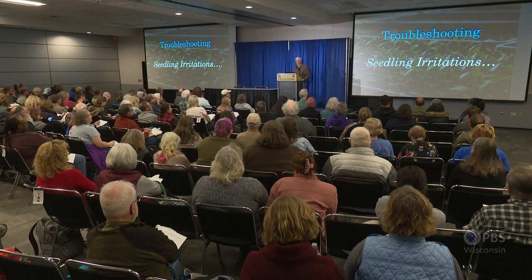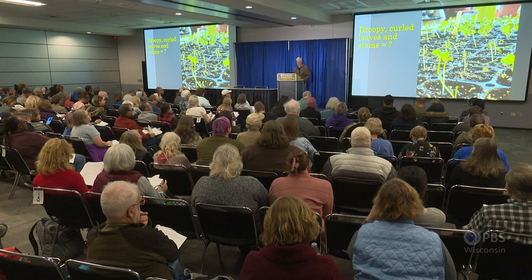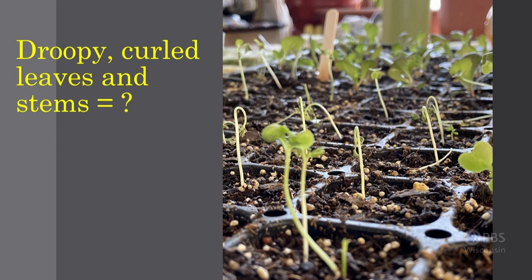This is why everyone's here, right? Irritation: droopy, curled leaves and stems. Anybody? Does this look familiar? It's not a great picture, but you get the idea. Have you seen this? Yeah, I've seen it. That's not my picture, but I've seen this. So if you're seeing curled leaves and droopy stems from the top, that's really important.